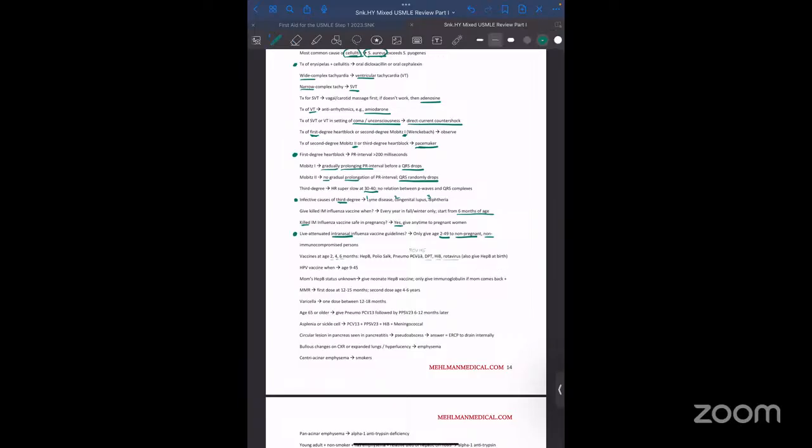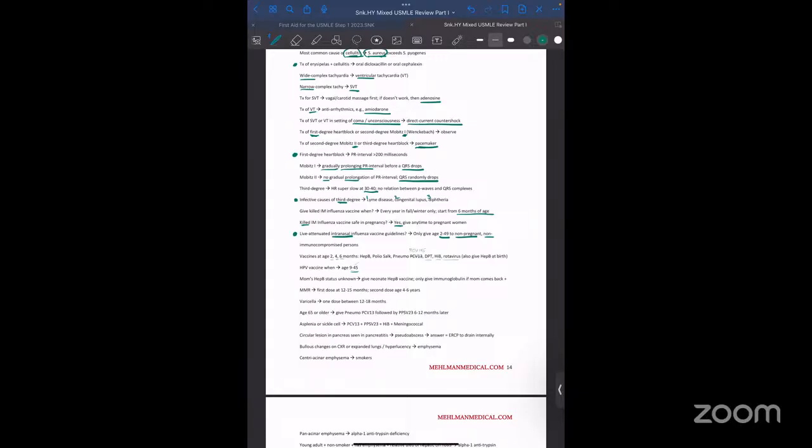Then HPV vaccine when? Age 9 to 45. Yes, 9 to 45. After a point, I guess it's shared decision making. So HPV vaccine can be given between 9 to 45.